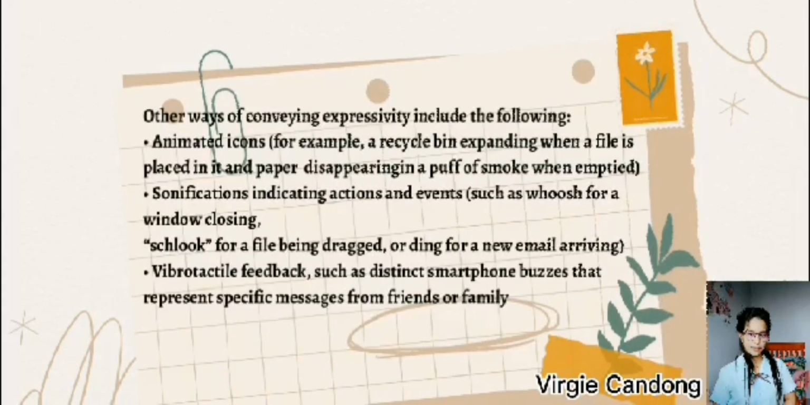Other ways of conveying expressivity include the following. Animated icons, for example, a recycle bin expanding when a file is placed in it and paper disappearing in a puff of smoke when emptied. Sonifications indicating actions and events, such as a whoosh for a window closing, a scoop for a file being dragged, or a ding for a new email arriving. Vibrotactile feedback, such as distinct smartphone buzzes that represent specific messages from friends or family.